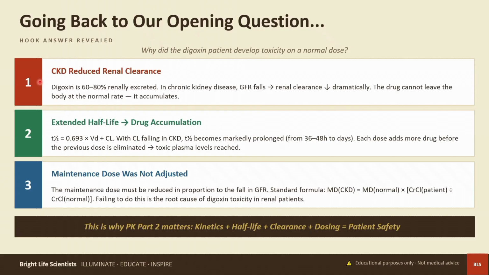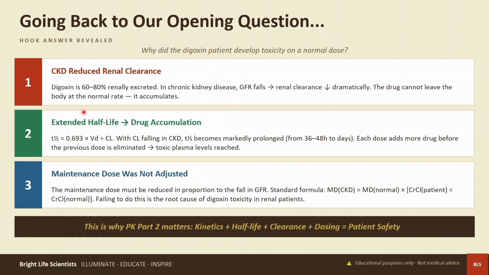First, CKD, chronic kidney disease, reduced renal clearance. Digoxin is 60 to 80% renally excreted. In chronic kidney disease, GFR falls. Clearance drops dramatically. The drug cannot leave the body at its normal rate.